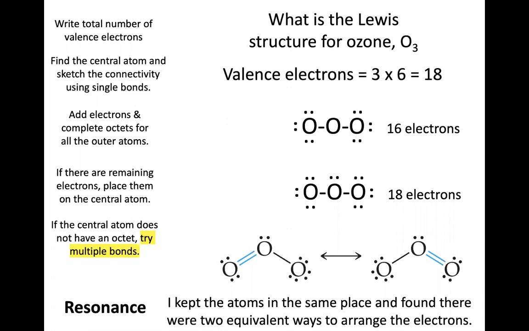So when I'm looking at this resonance structure, what I'm doing, I'm keeping the atoms in the same place in my Lewis structure, but I'm finding that there are 2 equivalent ways that I could arrange the electrons. One of them just has a double bond on the left, one of them has a double bond on the right.